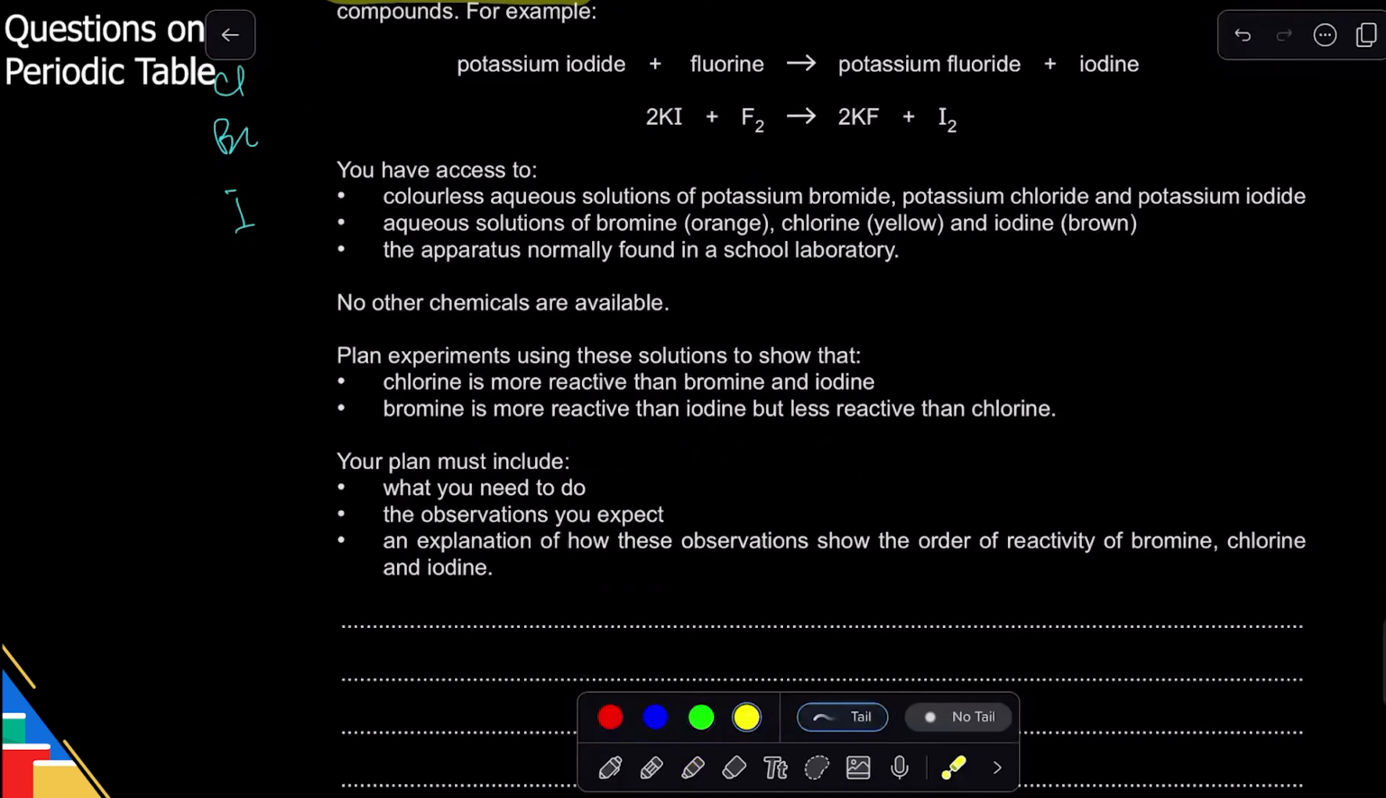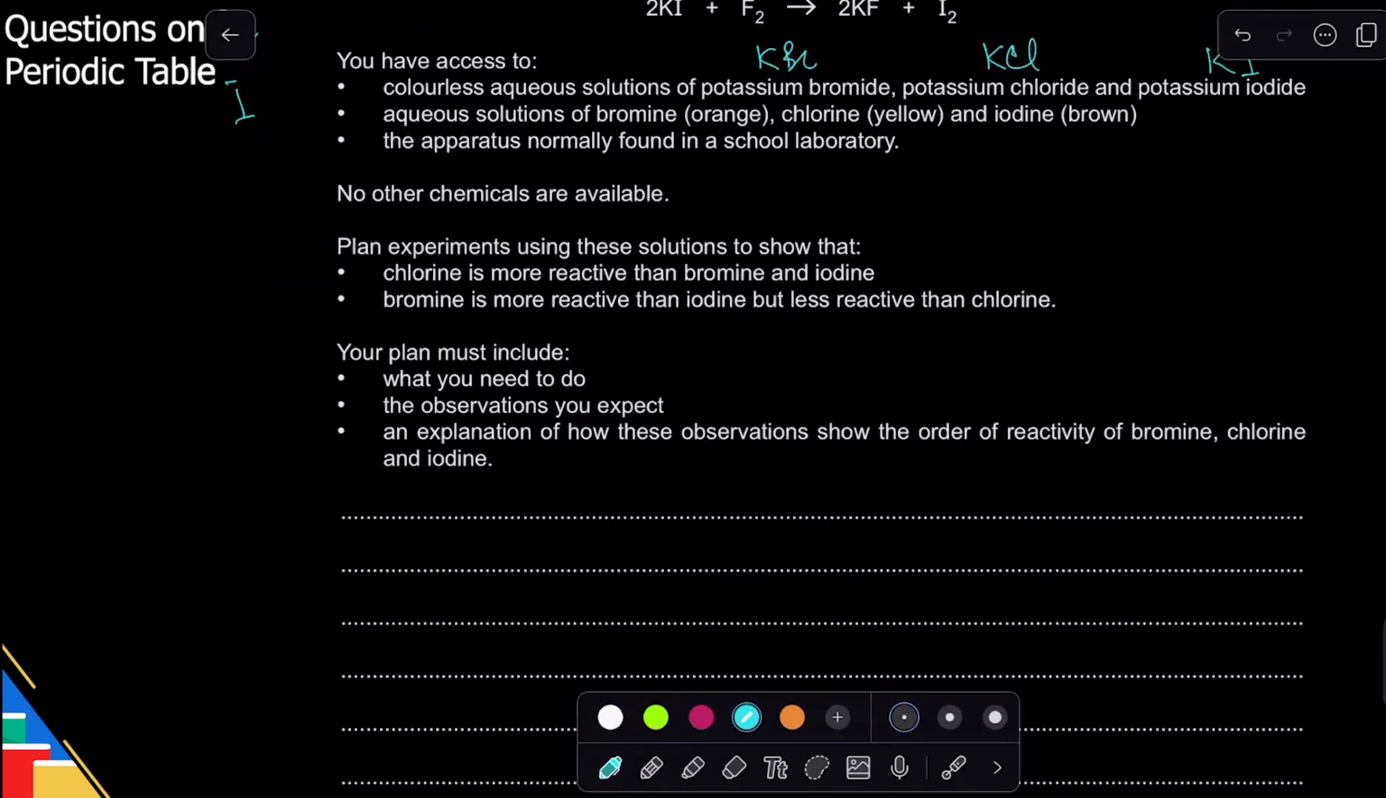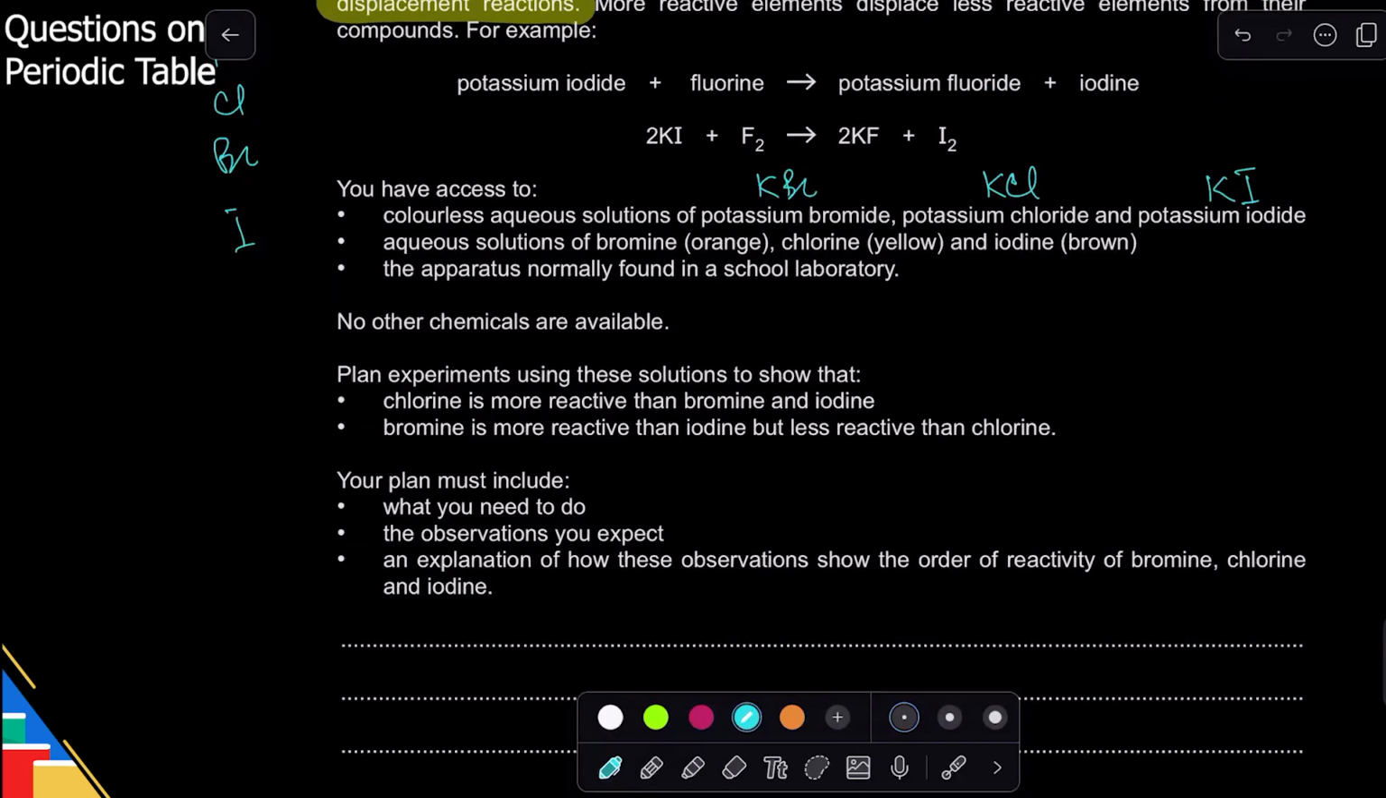You have access to colorless solution of potassium bromide, potassium chloride, potassium iodide. Aqueous solution of bromine, chlorine, iodine are the apparatus normally found. No other chemicals are present. Plan experiment using these solution to show chlorine is more reactive than bromine. Okay, now these are two experiments. In one we will show that chlorine is more reactive than bromine and more reactive than iodine. And in the third we have to show that bromine is more reactive than iodine but less reactive than chlorine. So here we need one more experiment. So technically we have to do 3 experiments.